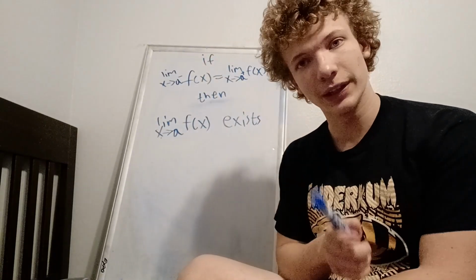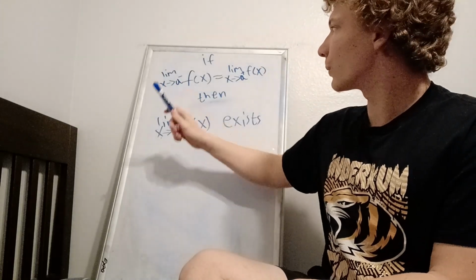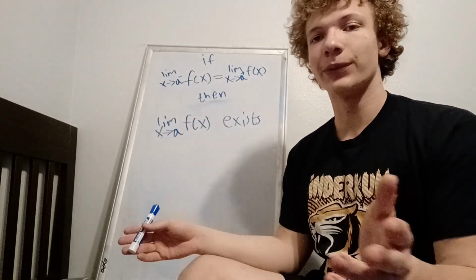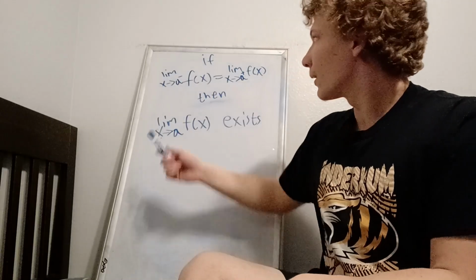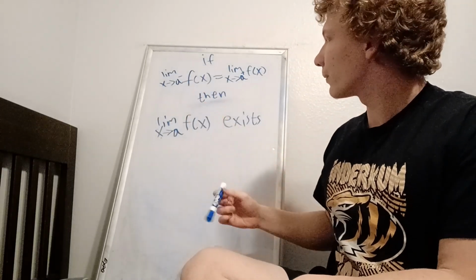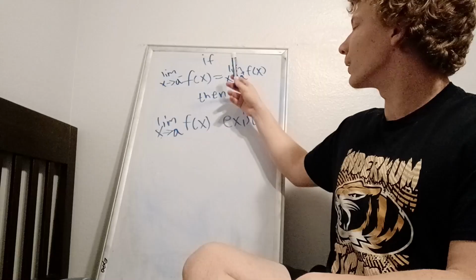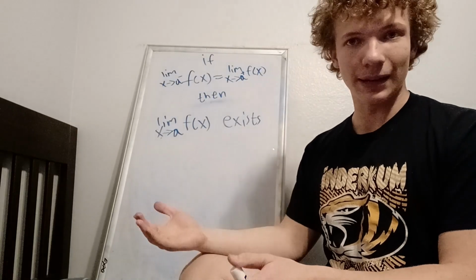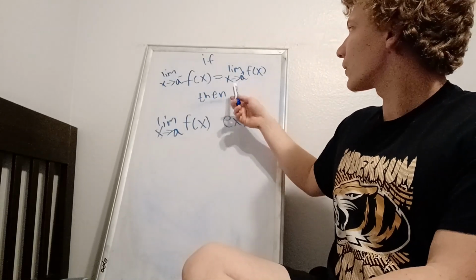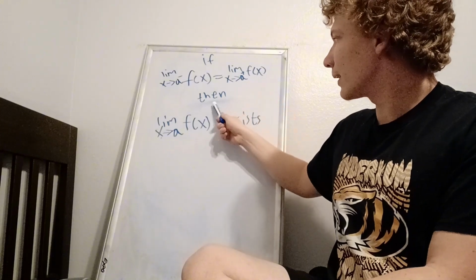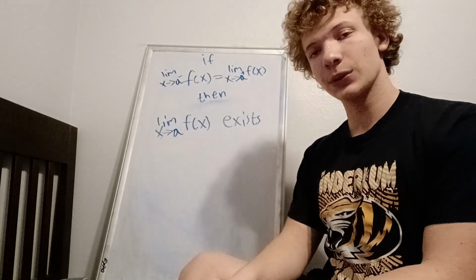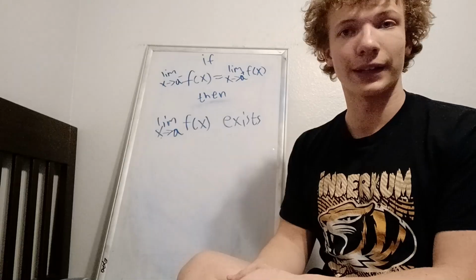If, and only if, the limit as x approaches a, being any real number, it doesn't matter what it is, from the negative direction of f of x is equal to the limit as x approaches that same number from the positive direction of f of x, then the limit as x approaches a of f of x will exist.